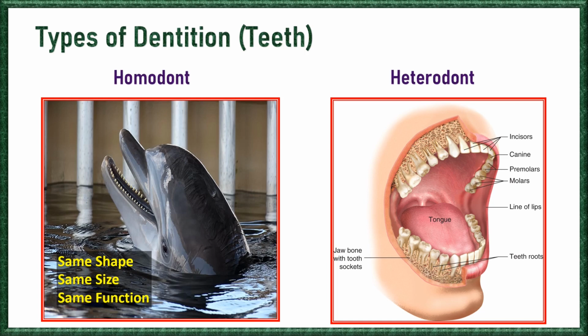Canines are sharp, pointed teeth that flank the incisors. They are excellent for piercing and tearing. While molars are the large, flat teeth located at the back of the mouth. They are designed for grinding and crushing food into smaller, digestible pieces.